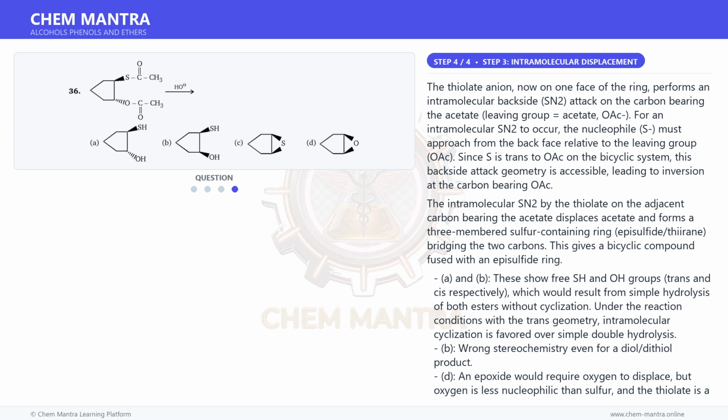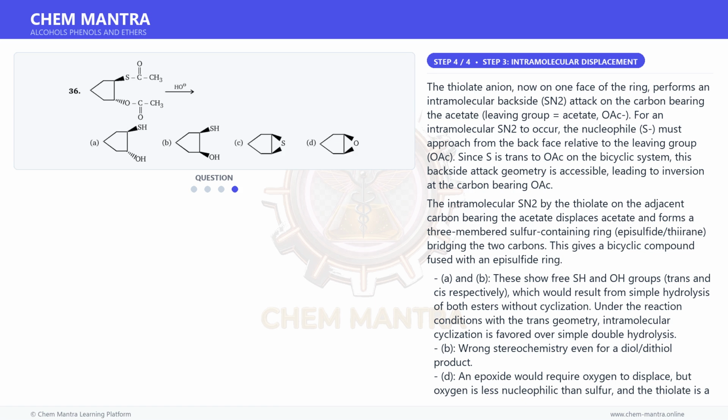at the carbon bearing OAc. The intramolecular SN2 by the thiolate on the adjacent carbon bearing the acetate displaces acetate and forms a three-membered sulfur-containing ring, an episulfide, or thiirane, bridging the two carbons. This gives a bicyclic compound fused with an episulfide ring.